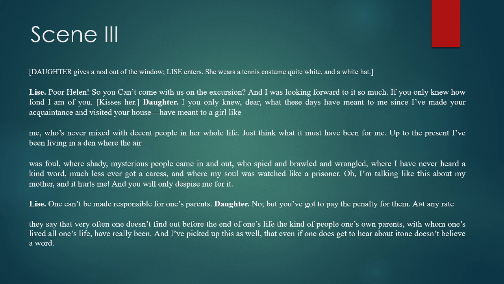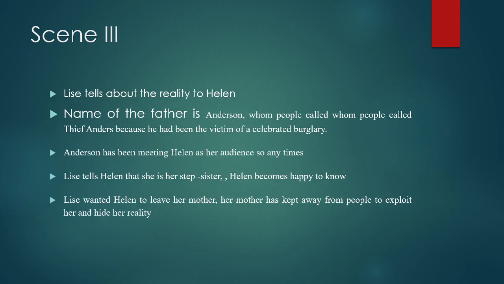At that time this daughter becomes very unhappy. She says that she dislikes her mother because nowadays people are telling her something very bad about her mother. There are gossips and rumors in society about her mother and her bad behavior or character. So in this way, the daughter is worried. Lise says that we cannot be responsible for our parents, but the daughter says that we have to suffer punishments due to the misbehavior of our parents. So such is the discussion of these two.